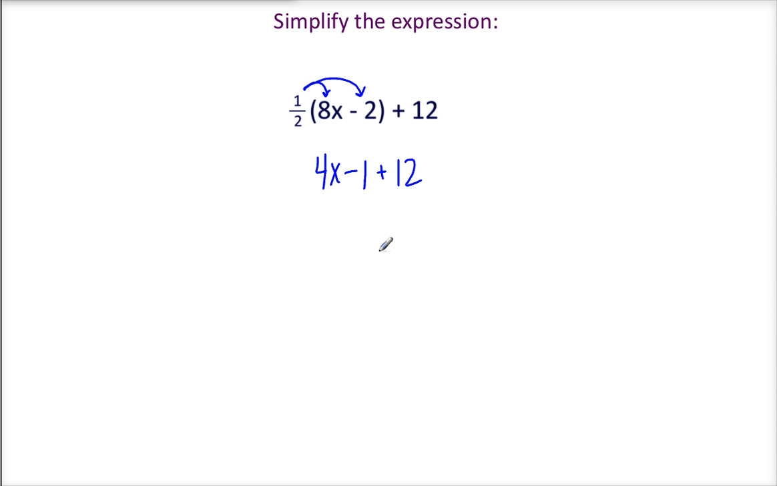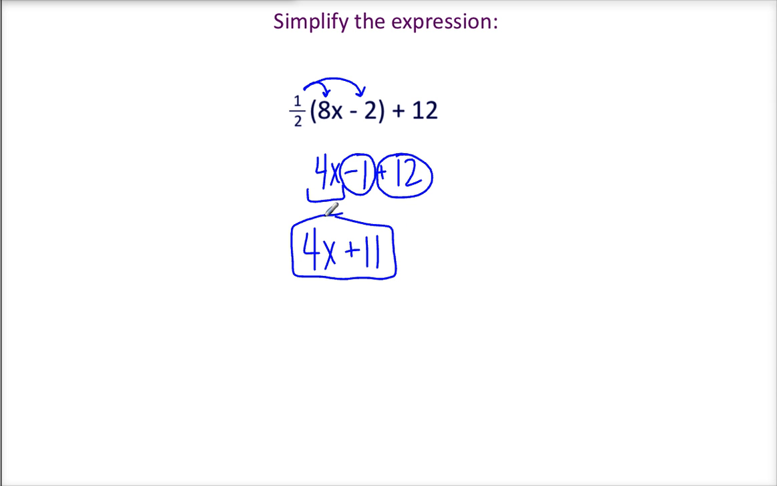So now let's simplify. X's, we just have 4x. So 4x is how many x's we have. And then our numbers, we have a negative 1 and a positive 12. So negative 1 plus 12 is positive 11. So 4x plus 11 is a simplified form of this expression.